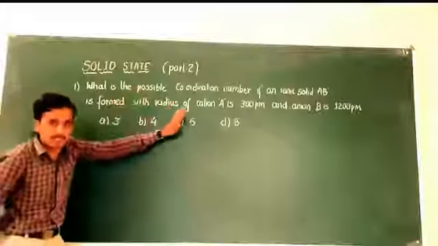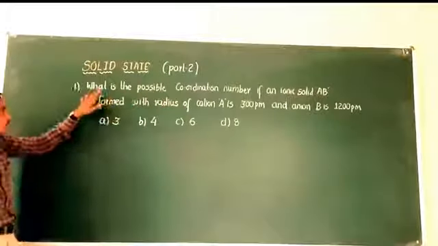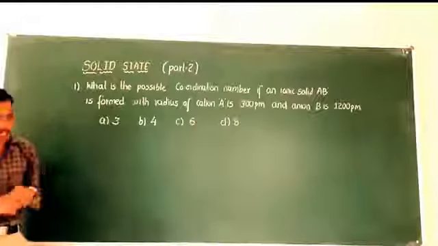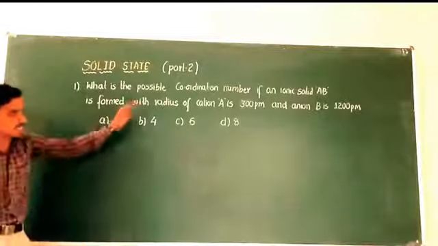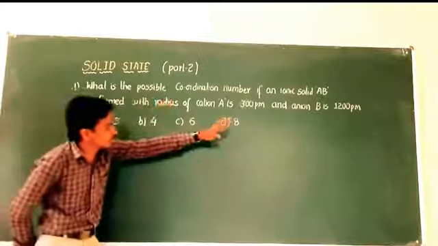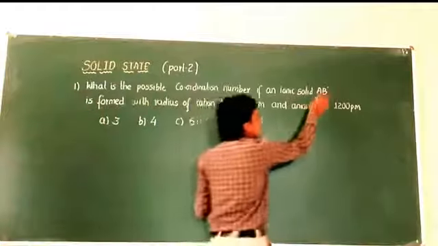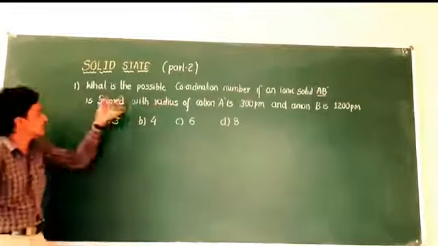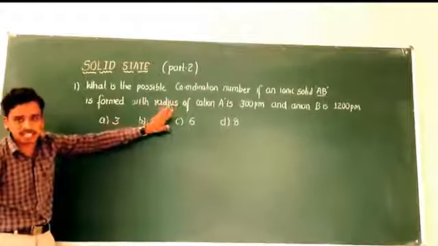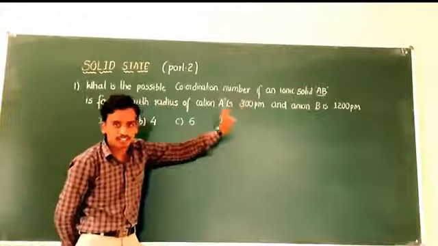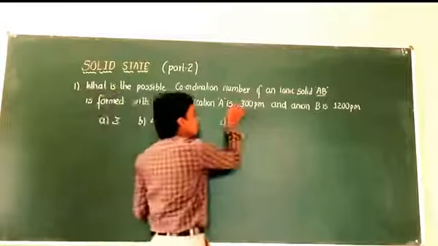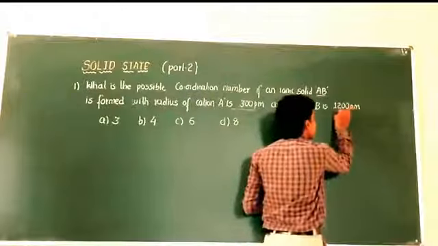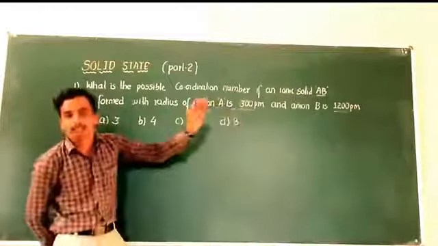The first problem is based on the radius ratio concept. Read the question properly, then you can identify the correct answer. What is the possible coordination number if an ionic solid is formed that is generalized as AB? AB is one ionic solid made up of one cation and one anion. The radius of the cation is given as 300 picometer, and the radius of the anion is 1200 picometer.